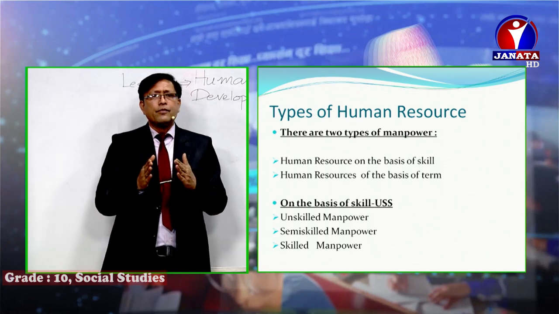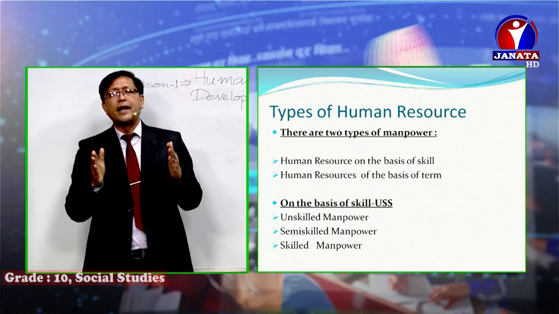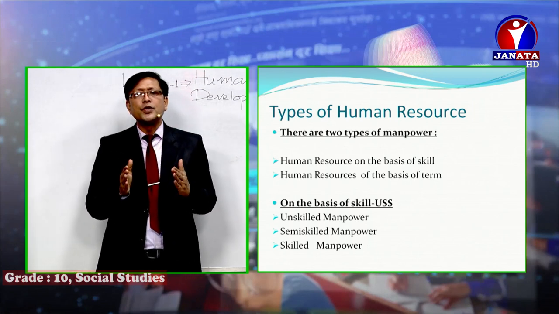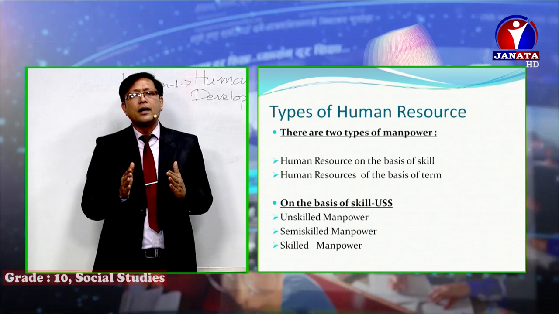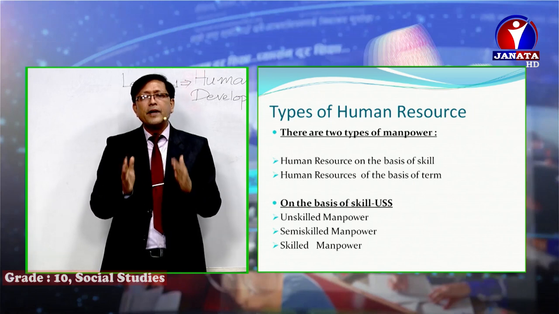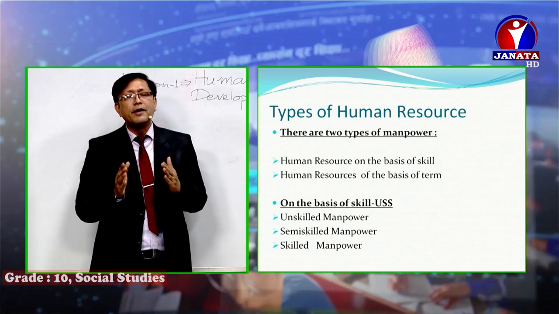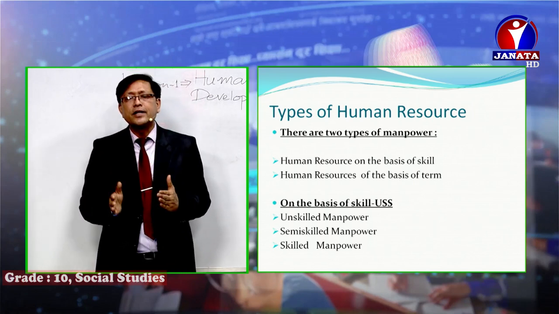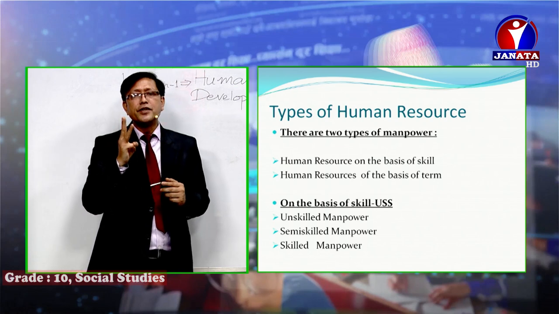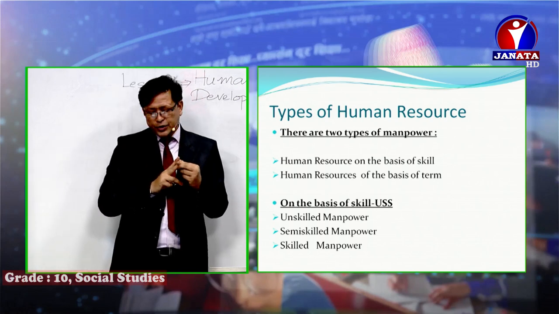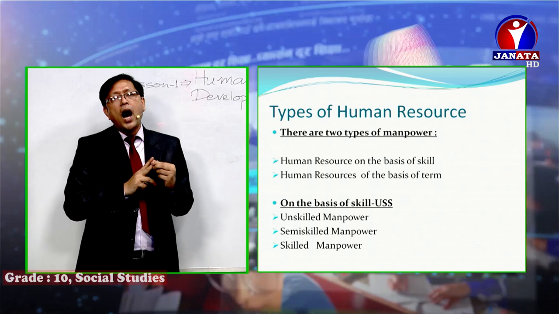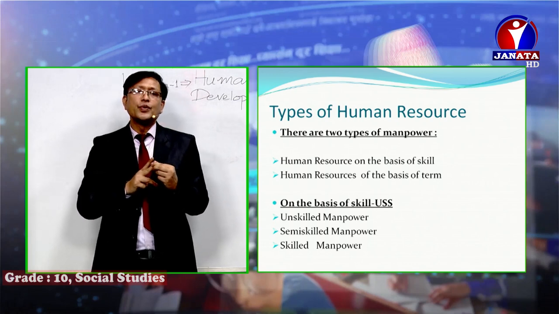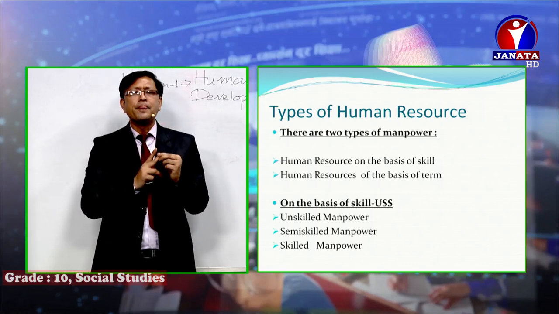So boys and girls, my dear students of class 10, human resource can be categorized on the basis of skill into three. I mean, human resource on the basis of skill can be discussed under three categories. The first one is unskilled human resource, unskilled manpower. Yeah, of course.